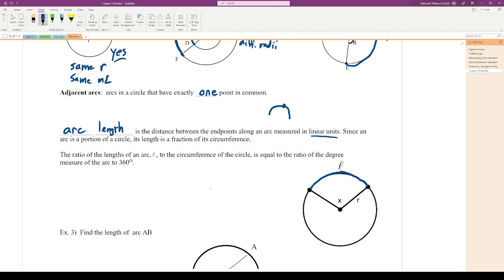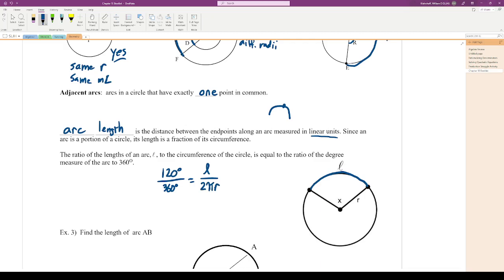Since an arc is part of a circle, the arc length is a fraction of the circumference. The ratio of the length of an arc to the circumference is equal to the ratio of the degrees to 360. So we could say 120 degrees out of 360 degrees is proportional to the arc length L over the total circumference, which we said earlier is 2 pi r.